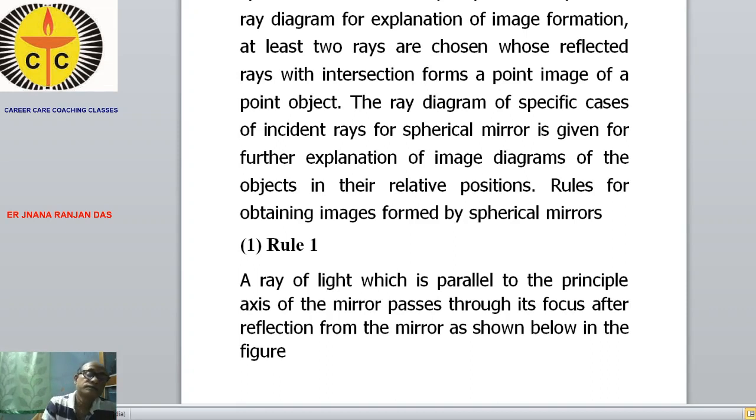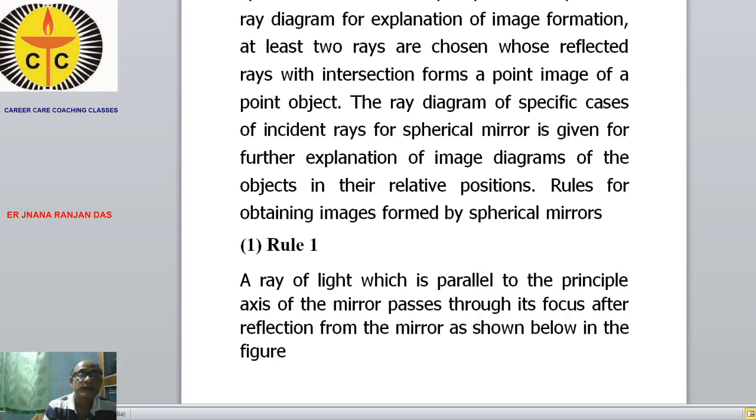So when we are going to draw the ray diagram to determine the formation of an image in a spherical mirror, we have to understand some rules. Obeying some rules, we will draw the ray diagram to show the formation of image in case of spherical mirrors.